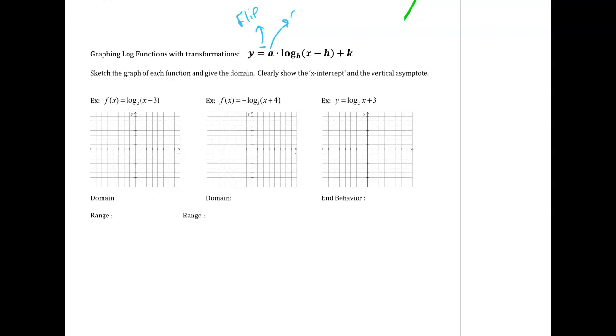Our A will be our stretch or our compress. Our H, remember, we're always going to take the opposite, and that will tell us to move left or right. And then our K will tell us how to move our shapes up and down. So sorry if this is just a little bit different than what Mrs. Hampton did, but it's the same idea.